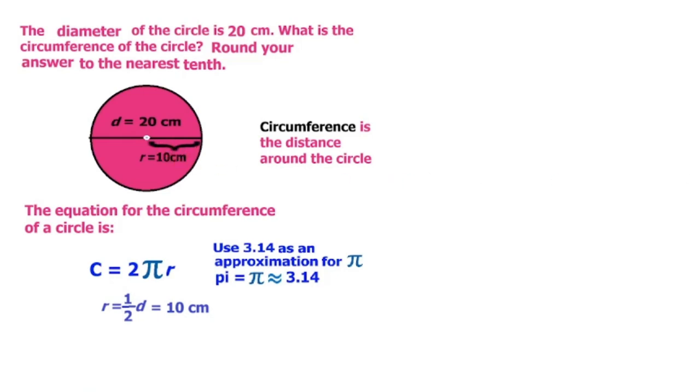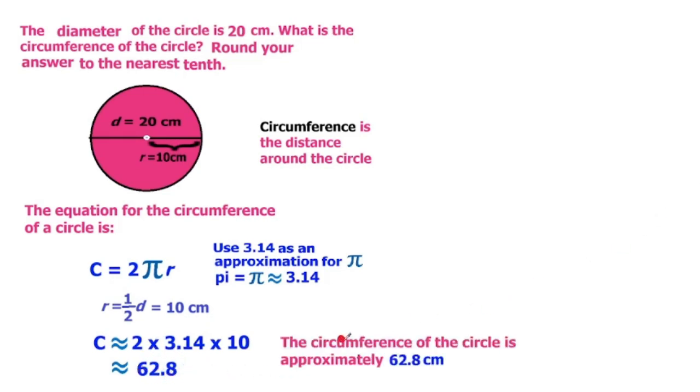So now we just plug in the numbers into the equation to get the circumference. So the circumference is approximately equal to 2 times 3.14 times 10. And it's an approximation because 3.14 is not an exact number for pi. Okay? So then you just calculate it out, and it's approximately 62.8. So the circumference of the circle is approximately 62.8 centimeters. And this is already rounded to the tenth, so we don't need to do any further rounding.